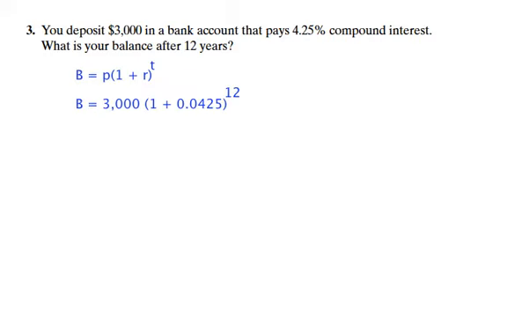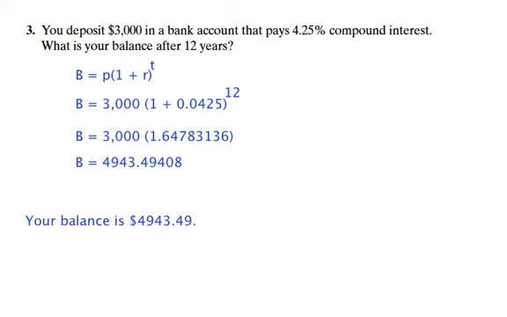1 plus 0.0425 is 1.0425. We take that to the 12th power, and we get 1.64783136. Next, we have to take that times 3,000, and we get 4,943.49408. That should be rounded to the nearest cent. So your balance is $4,943.49.